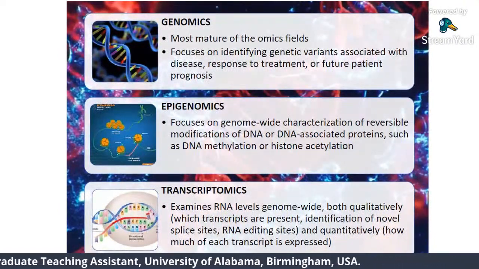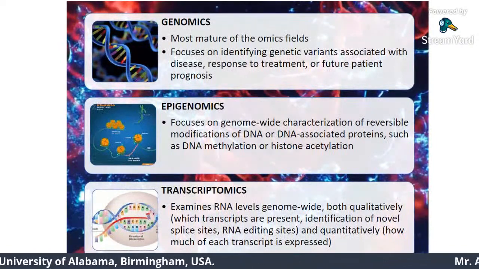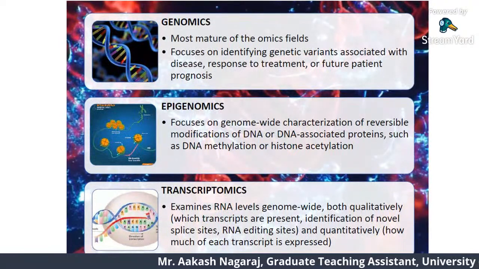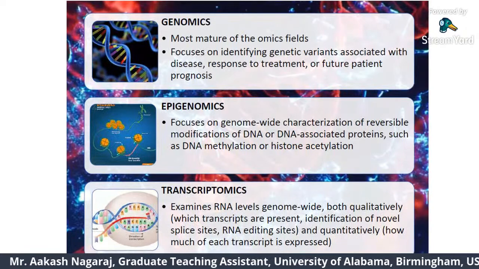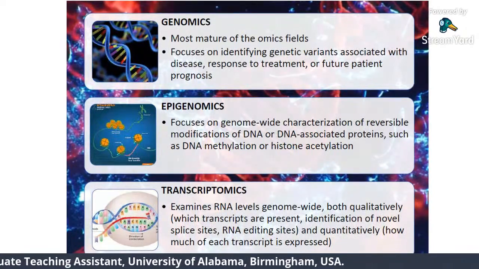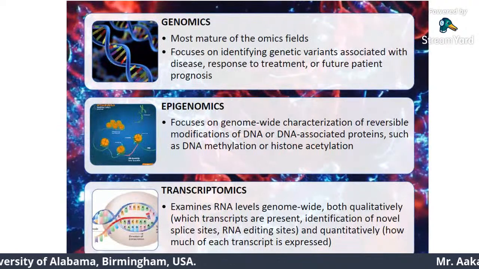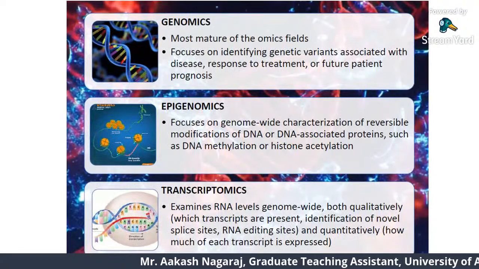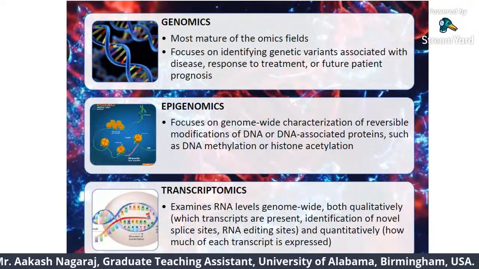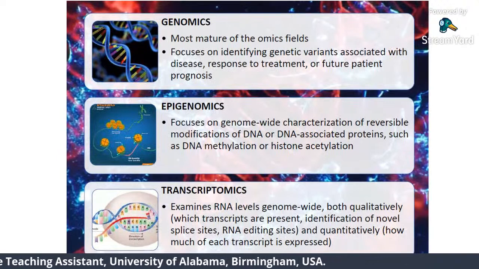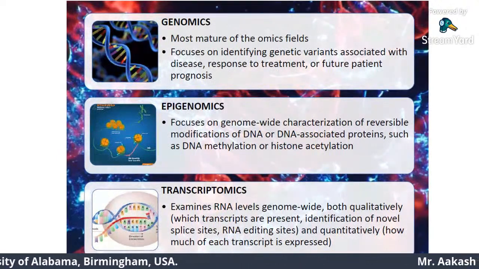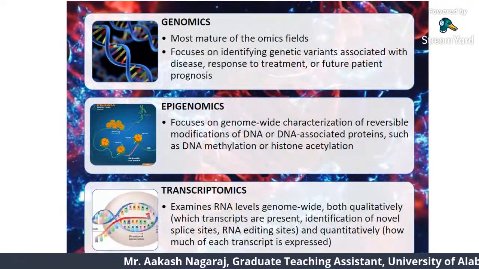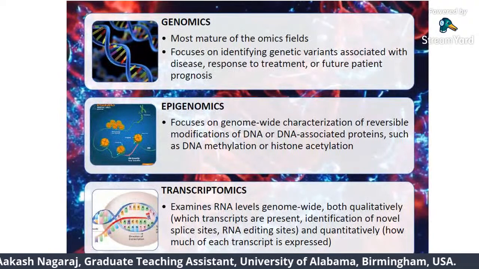We know that there are 20,000 genes, and only a small subset of these genes will be converted into messenger RNA. So we can study that both qualitatively and quantitatively. Qualitative meaning we can find out which transcripts are present in that particular biological sample. And we can also identify novel splice sites and RNA editing sites.